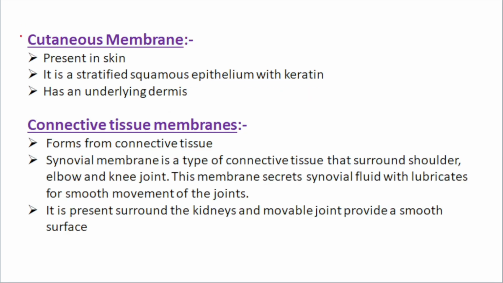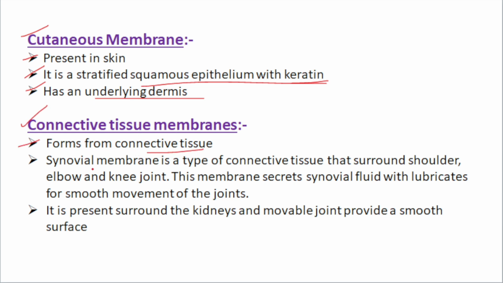So start with cutaneous membrane, that is present in the skin and it is a stratified squamous epithelium with keratin. So the keratin is present on the cutaneous membrane and it has the underlying dermis. Then connective tissue membrane, that is formed from connective tissue.